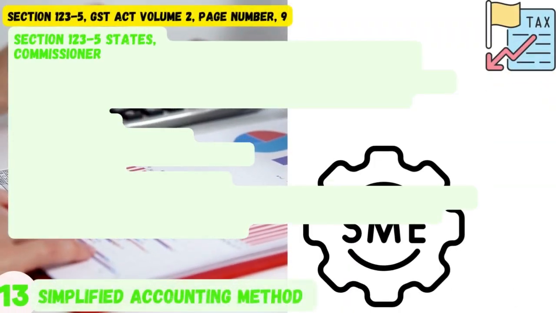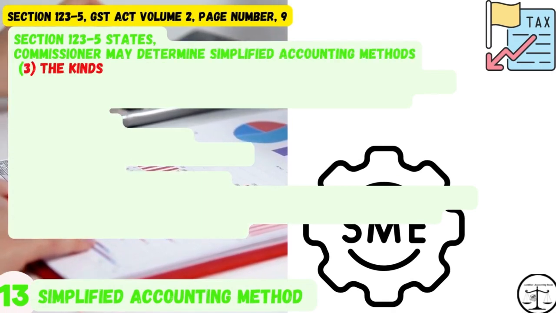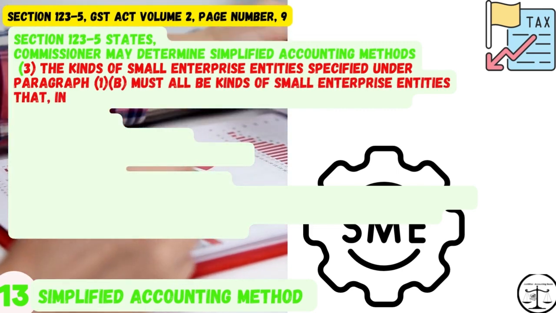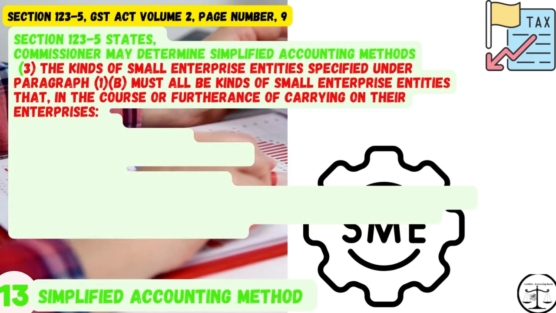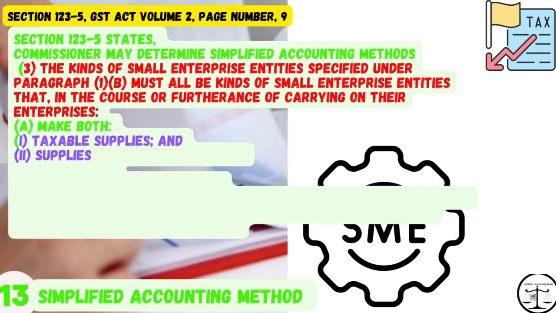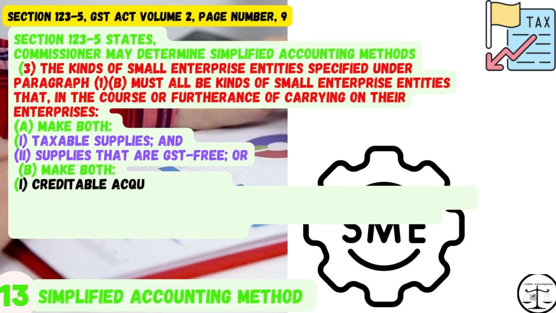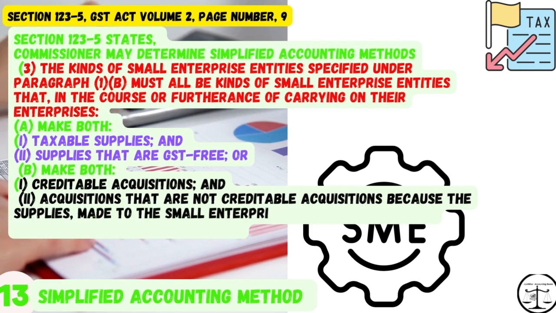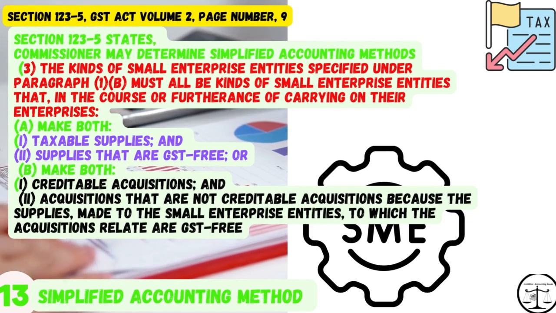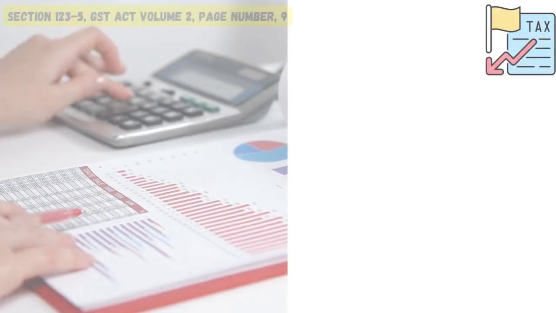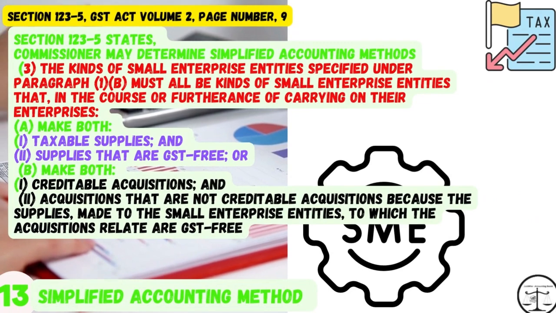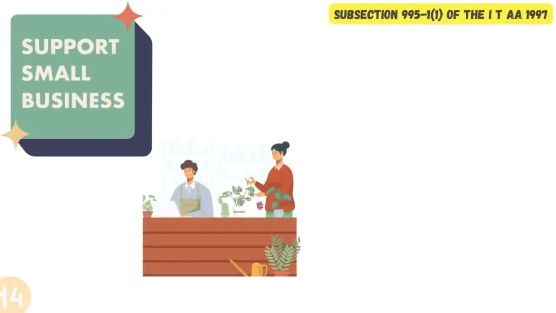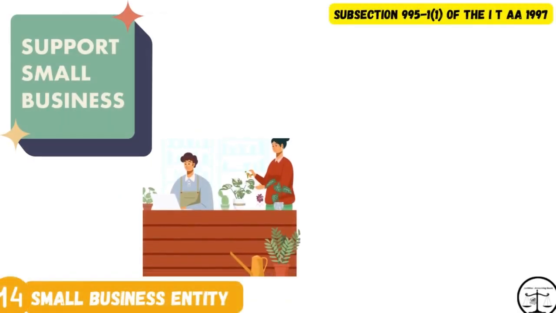3. The kinds of small enterprise entities specified under paragraph 1b must all be kinds of small enterprise entities that, in the course or furtherance of carrying on their enterprises, a. make both 1. taxable supplies, and 2. supplies that are GST-free, or b. make both 1. creditable acquisitions, and 2. acquisitions that are not creditable acquisitions because the supplies made to the small enterprise entities to which the acquisitions relate are GST-free. Next word. Word number 14.